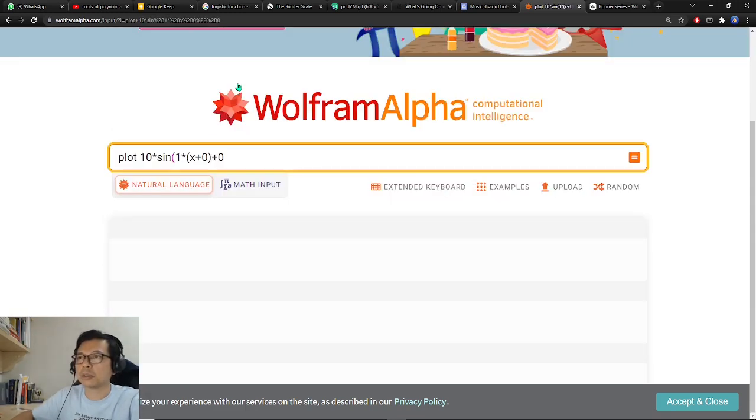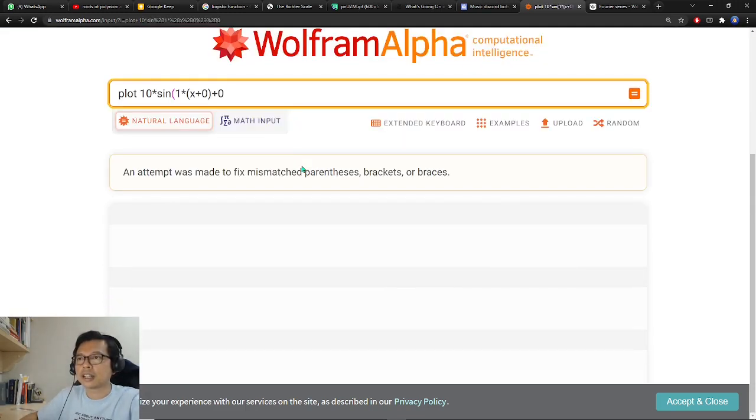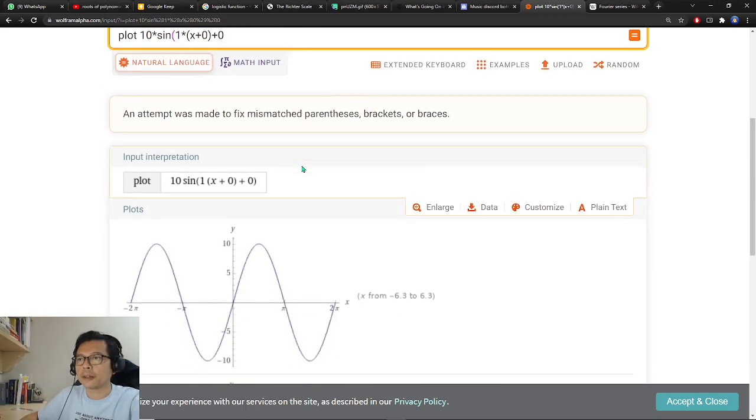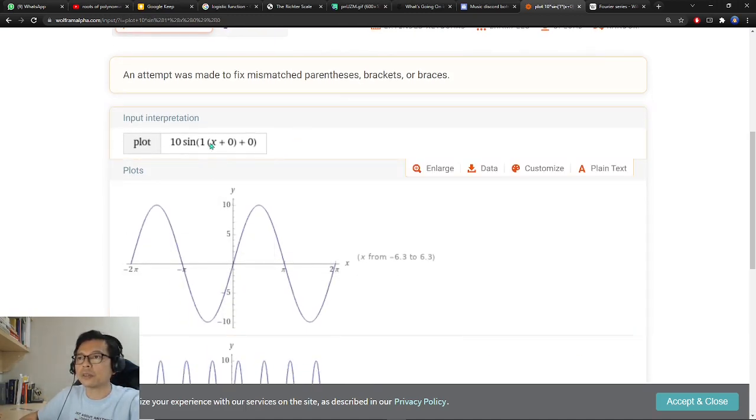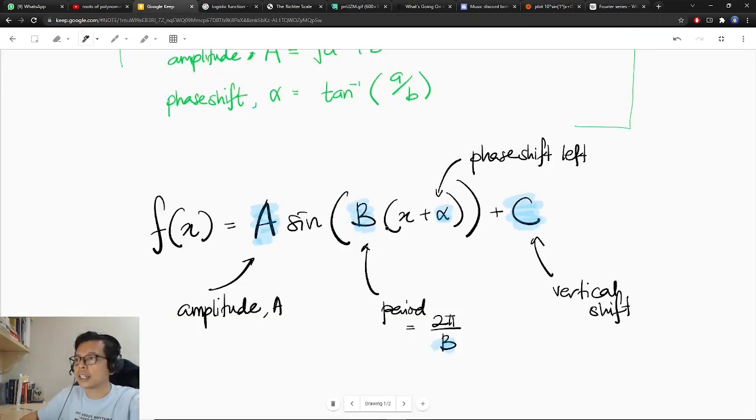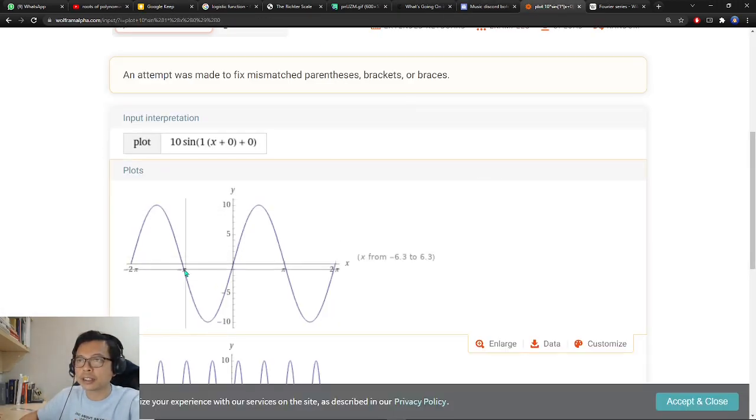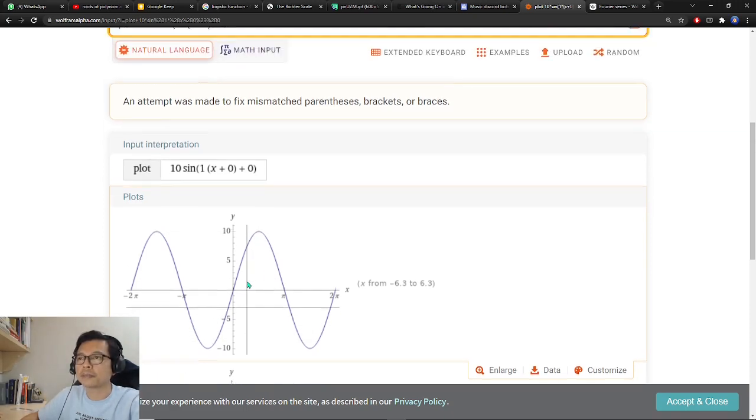So this is just a simple sine function with b equals 1, which means the period will be 2 pi over 1, which is 2 pi. Is it correct? Let's start here. 1 pi, 2 pi, correct. Here is 1.5 pi. Yeah, 2 pi.